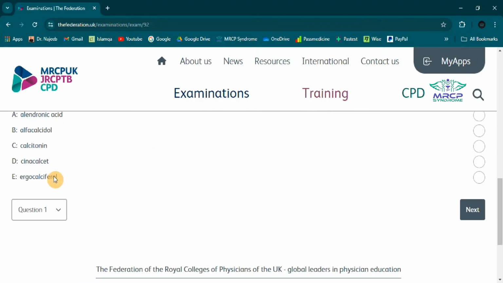Regarding calcitonin, this is a hormone. It will reduce the blood calcium level by inhibiting bone resorption and increasing the renal excretion of calcium, and this would be counterproductive in this patient with hypocalcemia. This is not indicated here because the patient is having hypocalcemia, not hypercalcemia. It will cause further reduction in the calcium level.